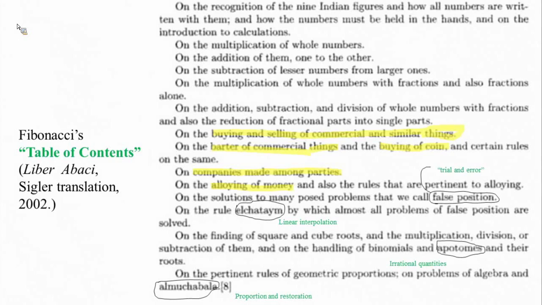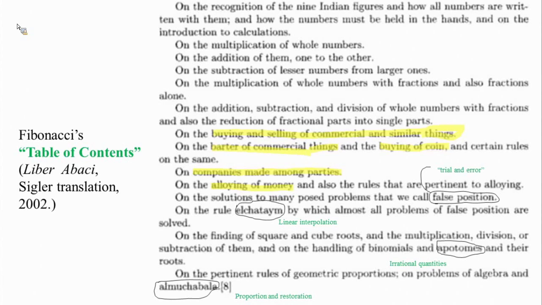Well, we never think of Fibonacci as doing that because we don't really know what's in this book, this huge, hundreds of pages book. On the solution to many math problems that we call false position. That's another word for saying trial and error. Doesn't work, try something close. Doesn't work, try something else. Trial and error. We still use it today, right? Classic. It was known to Fibonacci, and it was known probably much longer, earlier than Fibonacci.